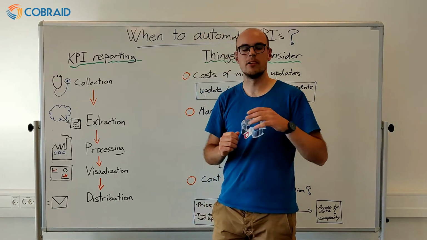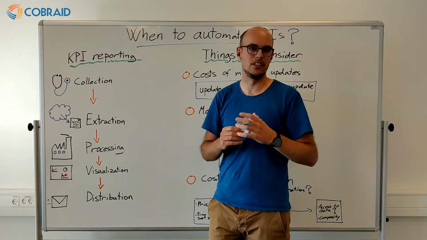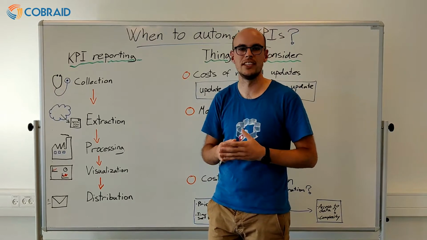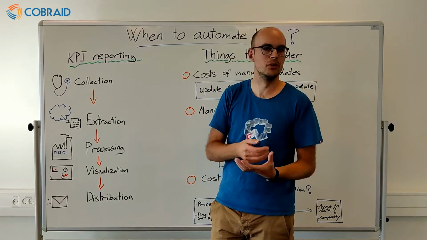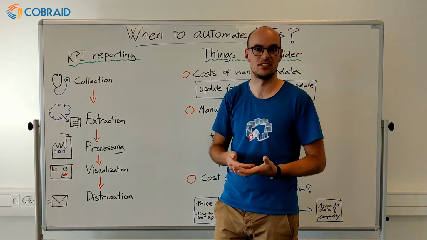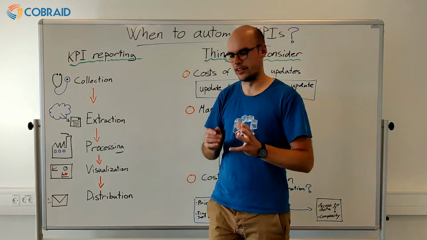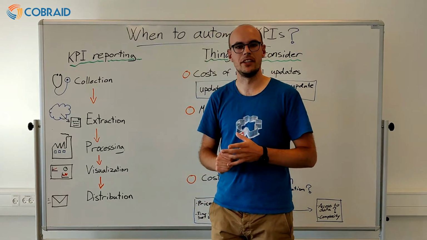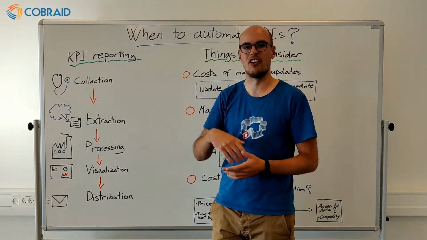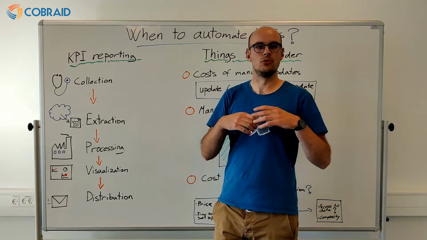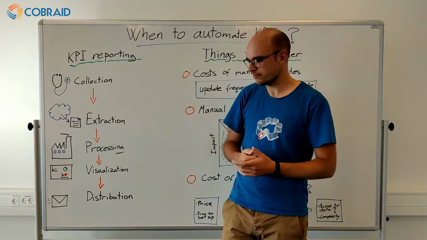And the processing means that we probably need to do some stuff to this data. We need to calculate some things, we need to maybe remove some bits, and we might also need to add some timestamps, for instance. When all that is done, then we need to visualize it. And that could be that we create a graph or a gauge or make some numbers in a table or what have you to show this KPI.